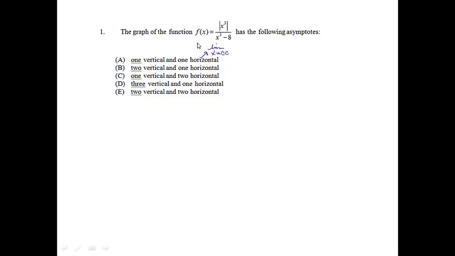So since this is a calculator section problem, I am going to graph it, and then I am just going to be looking for the asymptotes. When you graph it, be very careful that you put the denominator in parentheses, and you should get an asymptote happening at 2, and then the graph looks something like this.